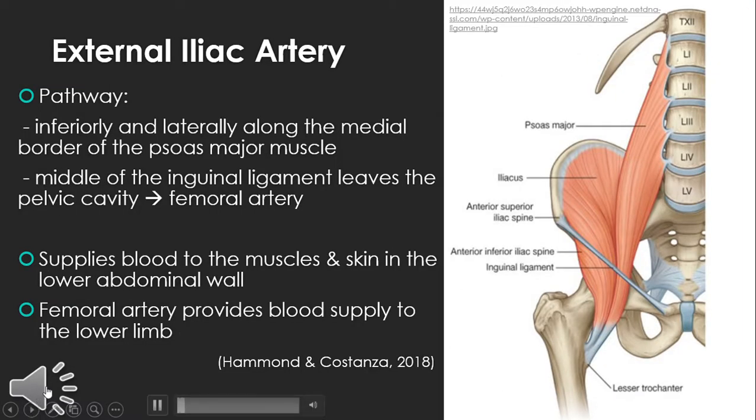The external iliac artery runs inferiorly and laterally along the medial border of the psoas major muscle, as shown on the right. It then descends down the middle of the inguinal ligament, eventually leaving the pelvic cavity, continuing as the femoral artery. The function of the external iliac artery is to supply blood to the muscles and the skin in the lower abdominal wall. When it continues down as the femoral artery, it then provides blood to the lower limb.